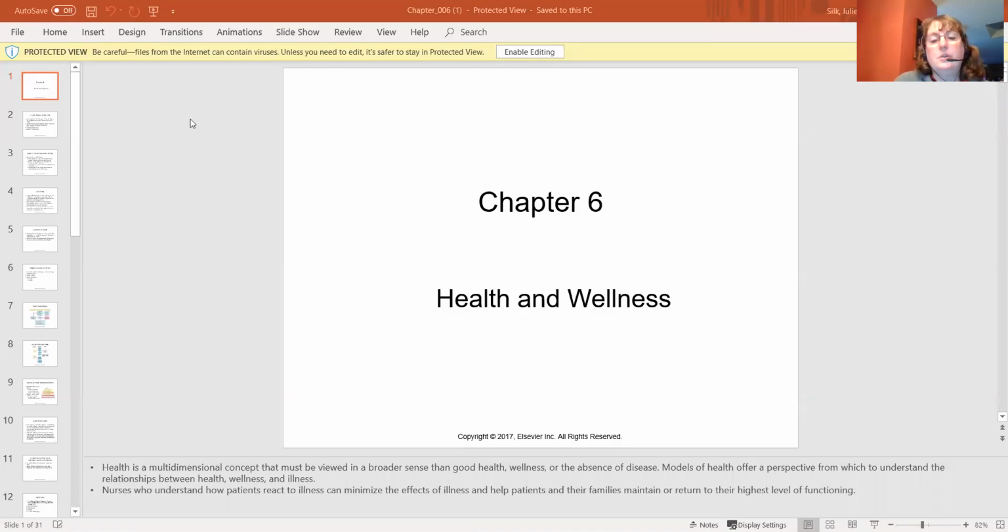All right, so the big things out of this chapter. The first part of the chapter defines what health is. It says that health is the state of complete physical, mental, and social well-being, not merely the absence of disease or infirmity.